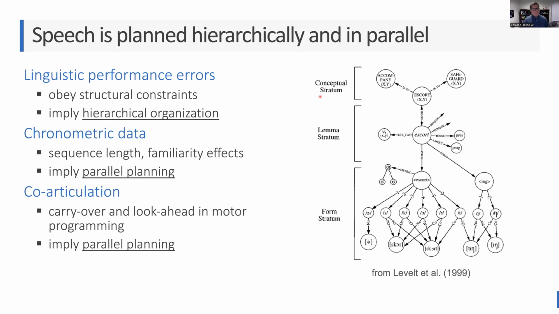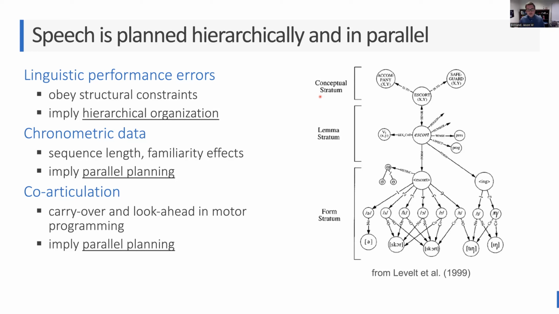We also have data from reaction times, or chronometry, that show there are sequence length effects and familiarity effects that show up in differences in reaction time. These really imply that we have a short-term memory for the utterance that we're trying to say, and we plan that utterance in parallel ahead of time.